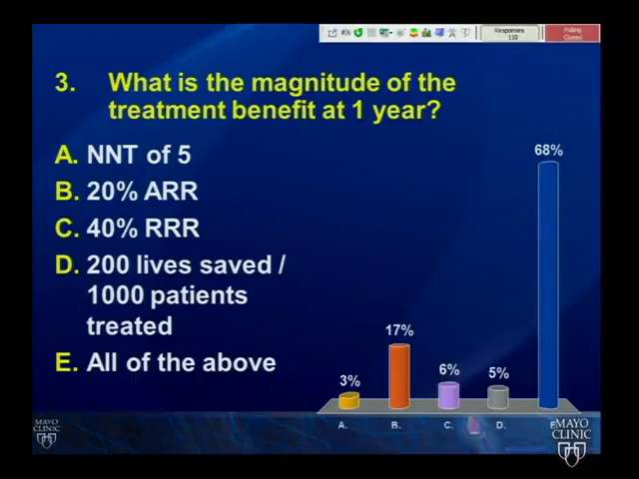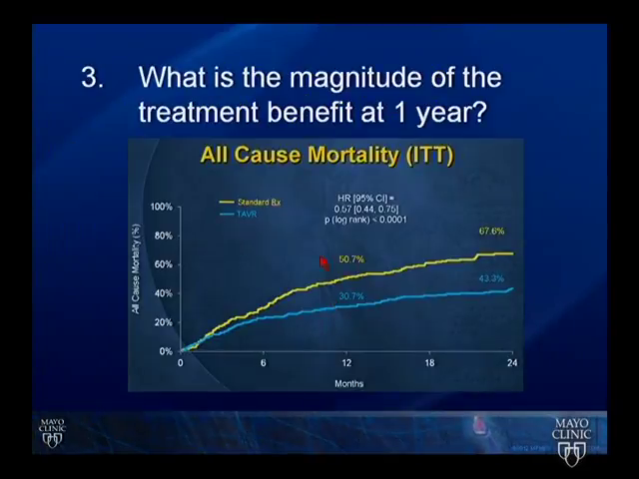So if we just go back here, you'll notice that the absolute difference here is 20%. That's 200 lives per 1,000 patients treated. This is a huge treatment benefit. Remember, I just showed you the magnitude of treatment benefit for some of the medical therapy that we use.